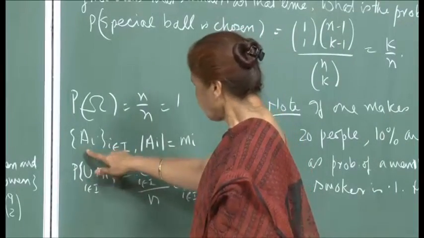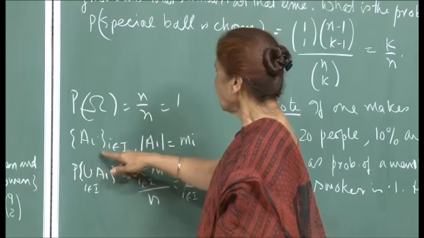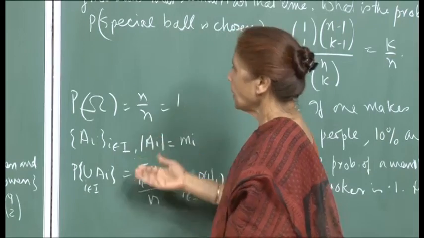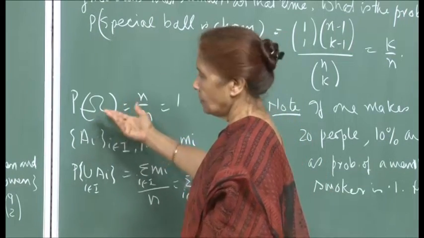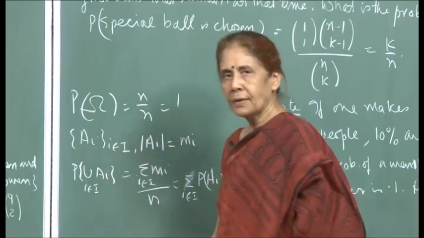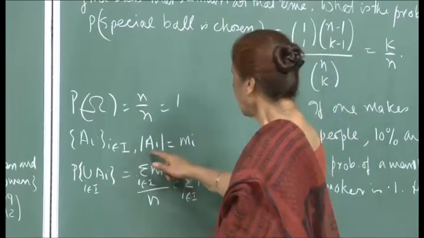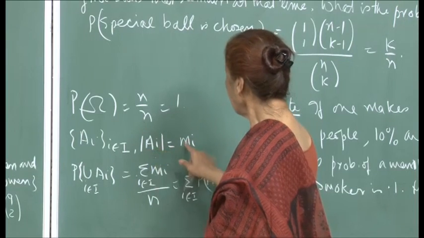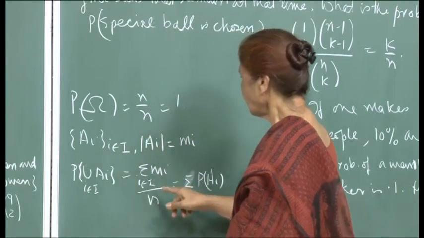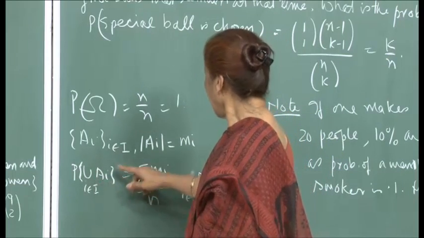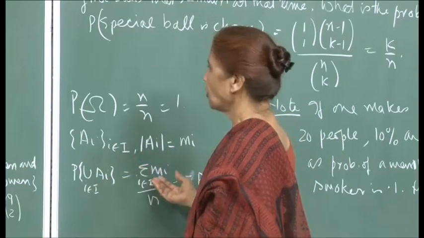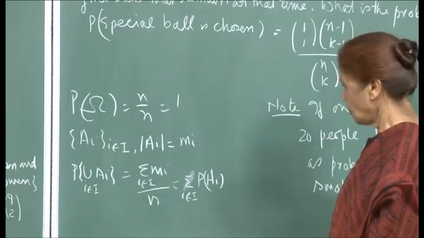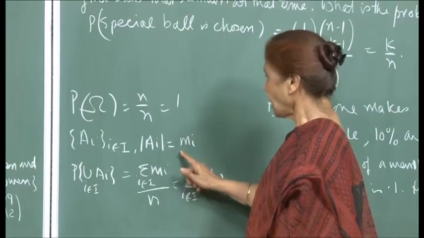Now, if I take a set of events A i, with index set capital I, and since we are taking omega as a finite space, I is also a finite index set, and the cardinality of each A i is m i. That means the number of points of the sample space in A i is m i. Then we want to look at the probability of the union of A i, and here the A i's are disjoint, because I am verifying axiom 3 of probability.